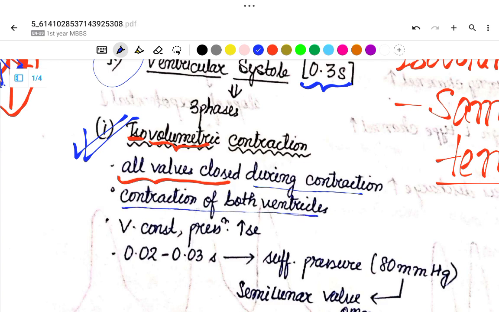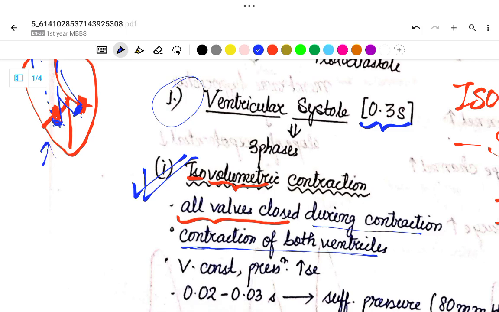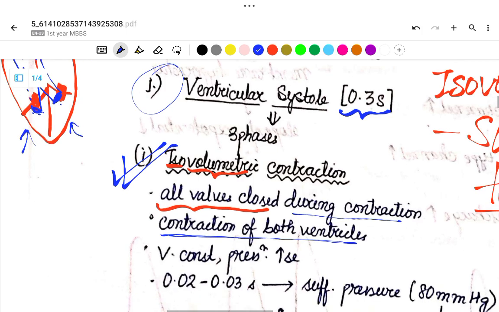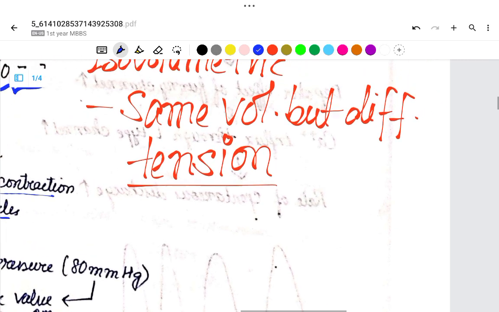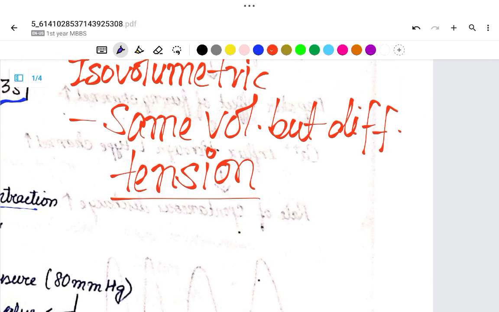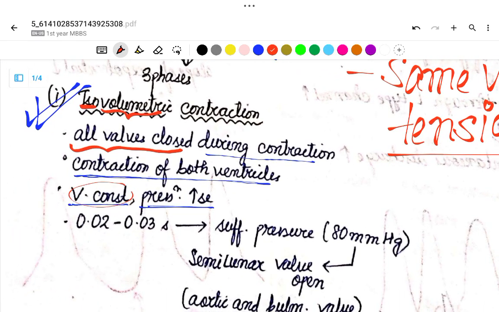There is contraction of both the ventricles. Both the ventricles contract simultaneously, that is, even this right ventricle contracts, even this left ventricle contracts simultaneously. Volume constant, pressure increases. That is what I tell. The tension and pressure increase, so pressure increases and tension also increases. The volume remains constant.